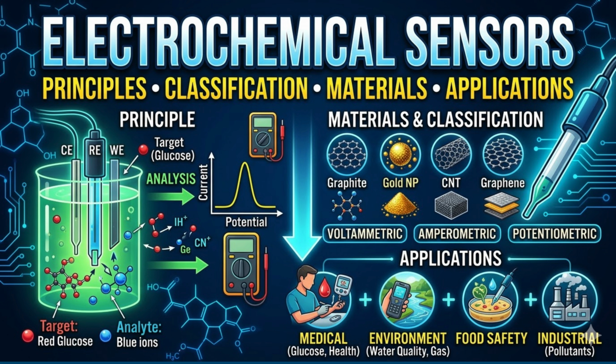Electrochemical sensors: principles, classification, materials, and applications. Electrochemical sensors represent one of the most significant classes of analytical devices in modern chemical, biological, and environmental monitoring.